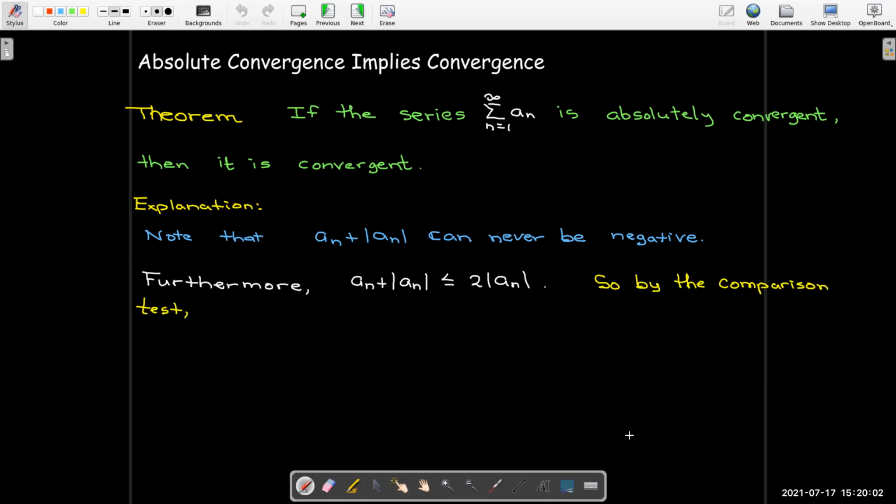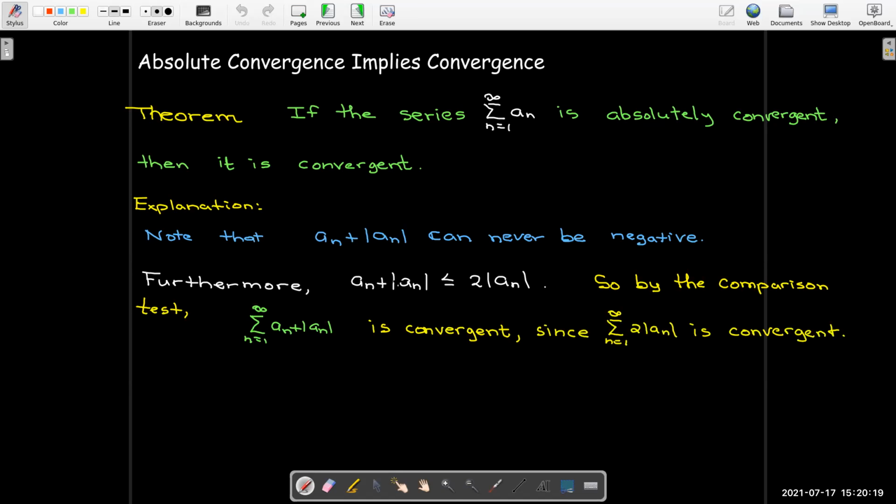So what I can say then is now I can use the comparison test by looking at the series whose terms are a sub n plus the absolute value of a sub n. That's going to be a convergent series since I have an absolutely convergent series. So if I take twice that, that'll also be convergent as well. All right, so that's interesting, but how does that help us establish the fact that the original series is convergent?